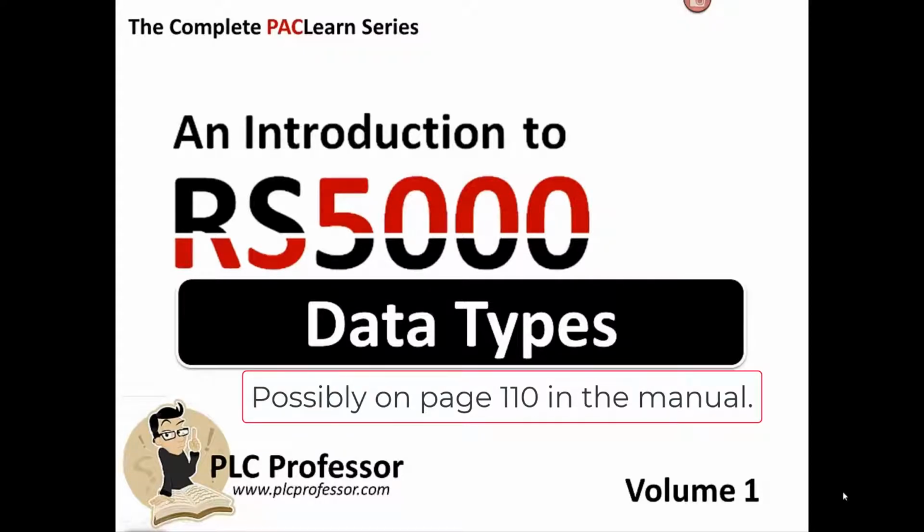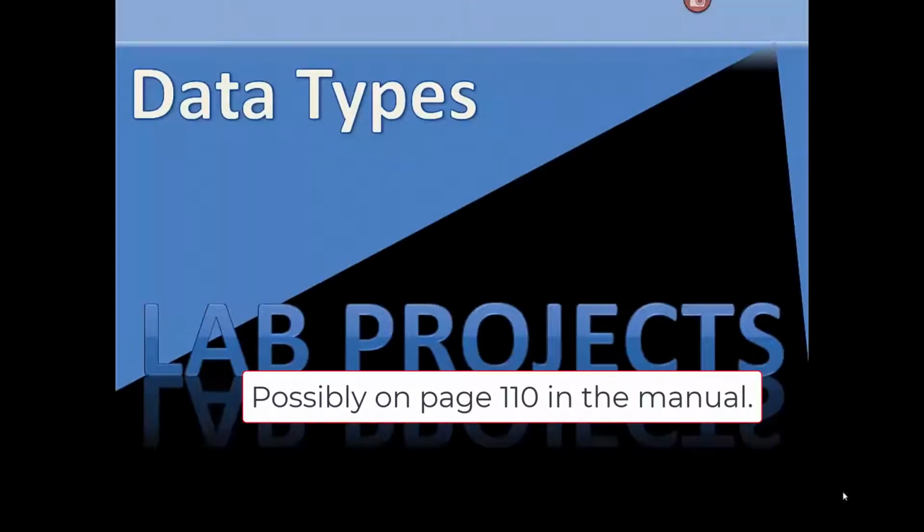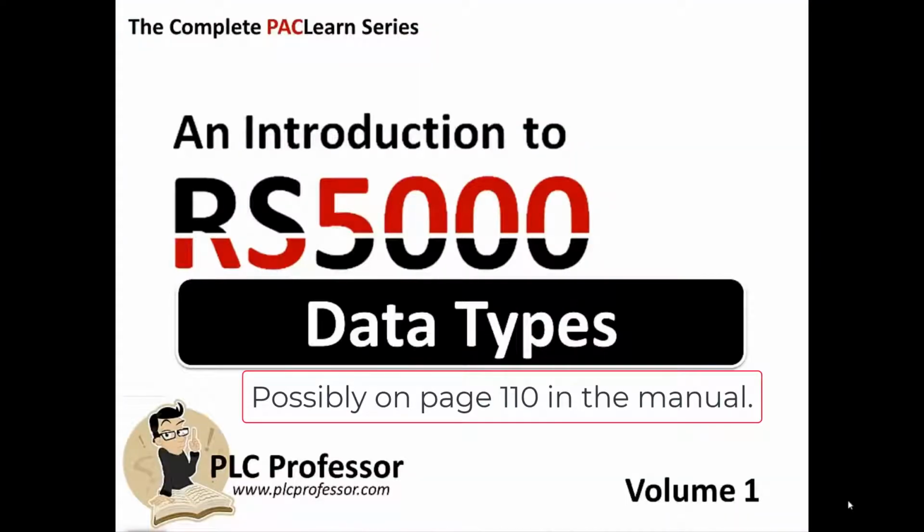Welcome back. This is another lab discussion video that supports an introduction to RSLogix 5000 Volume 1. This is the first volume of the complete PAC Learn series. The lab projects for data types can be found approximately on pages 140 through 152 of this manual. Specifically, we're going to be talking about data types. We're going to discuss the lab projects that you did in one of the later labs in Volume 1.